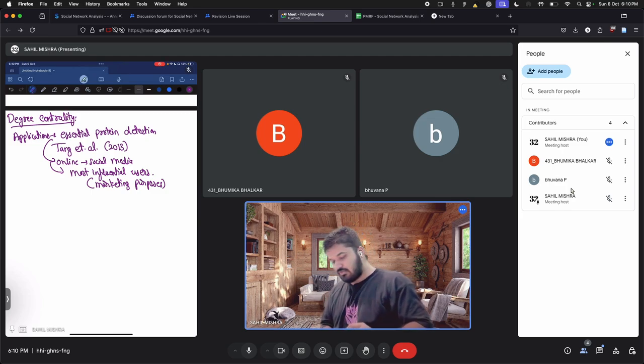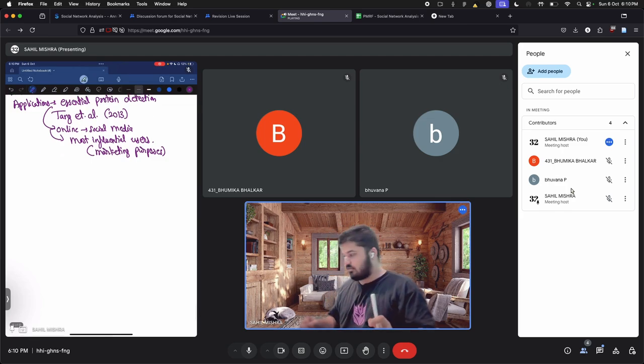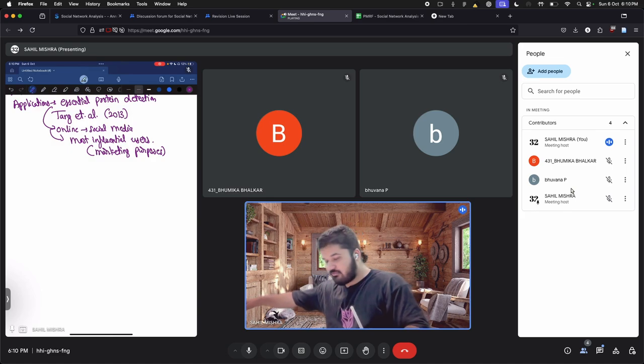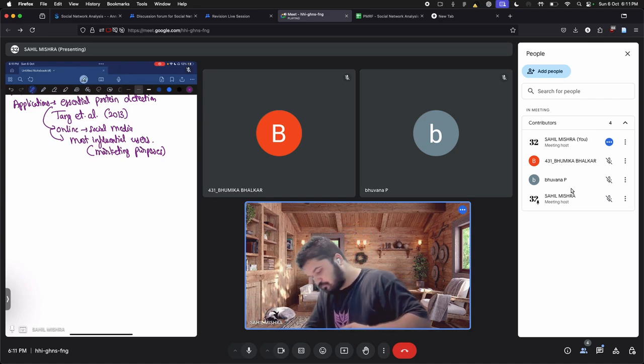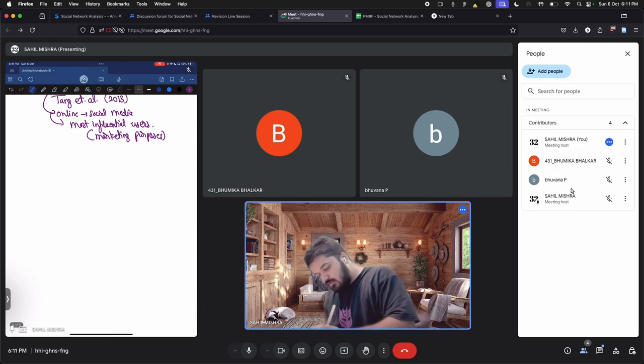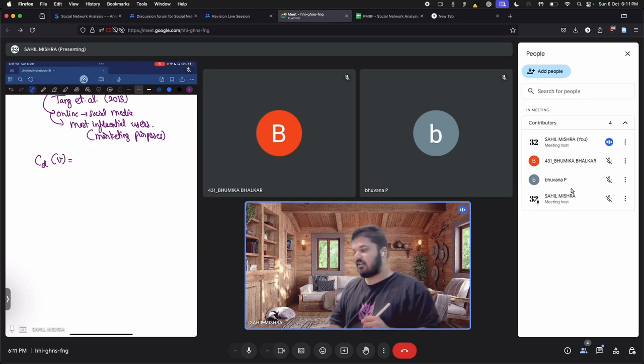So degree centrality is computed for a node. It's not computed for a graph because these are node centrality properties. So the formula for degree centrality: this D means degree, this C means centrality, and this V is the node for which we have to compute the degree centrality.